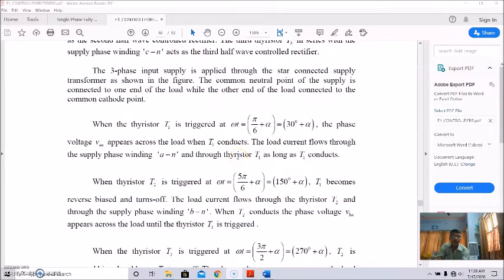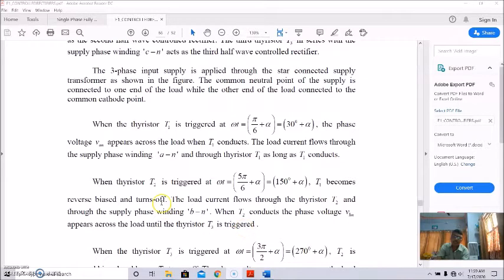So what we can say is, as thyristor 1 is triggered at omega t equals pi by 6 plus alpha, the phase voltage An appears across the load when this thyristor 1 conducts, and the load current flows through the supply phase winding An and through thyristor T1 as long as T1 conducts.